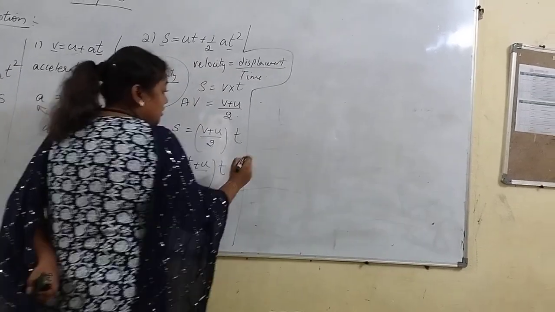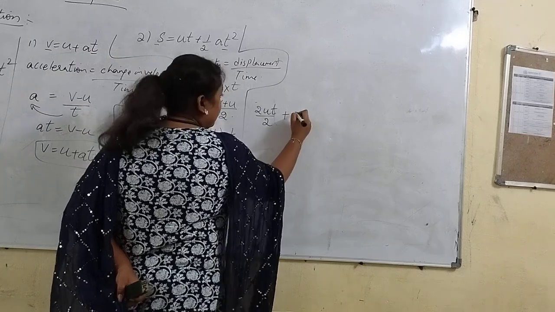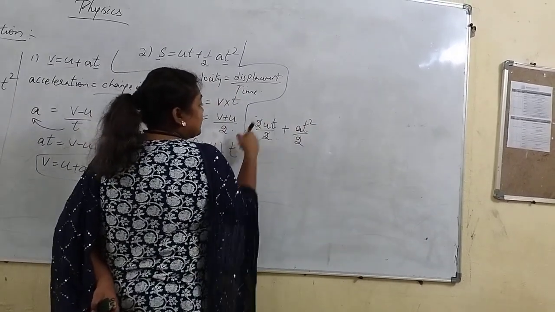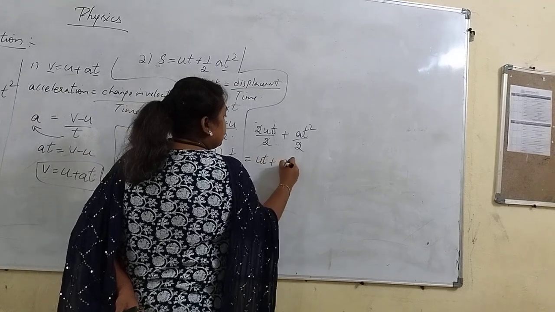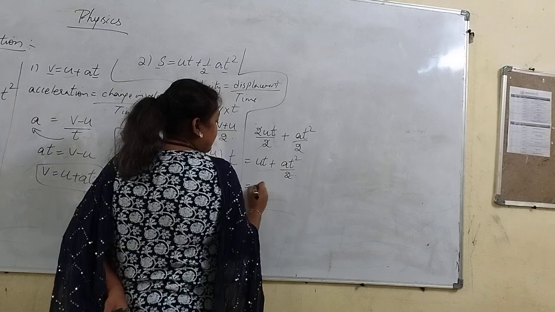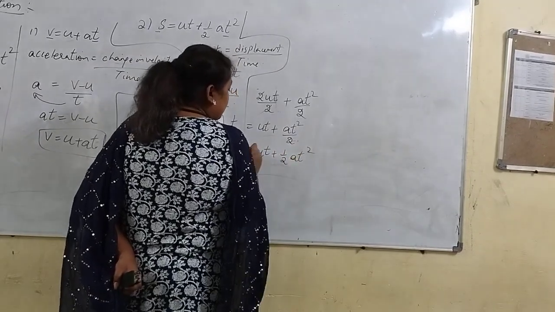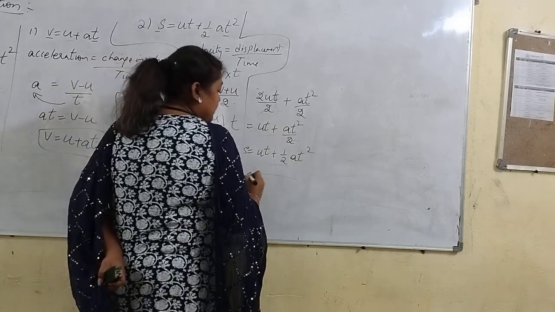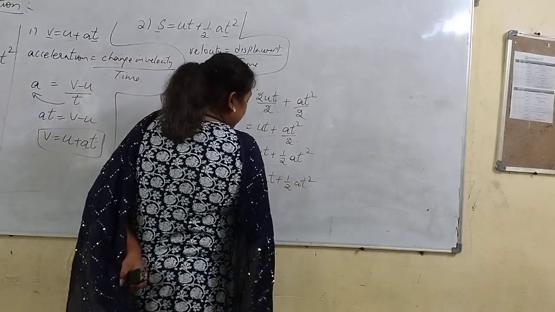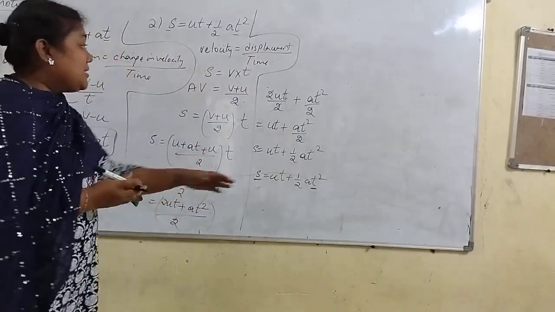So it becomes 2ut by 2 plus at square by 2. Now the 2 gets cancelled, giving ut plus at square by 2, and finally it can be written as ut plus half at square. This will be the displacement. So the second equation is s equals ut plus half at square, and it gives the relation between the displacement and the time.